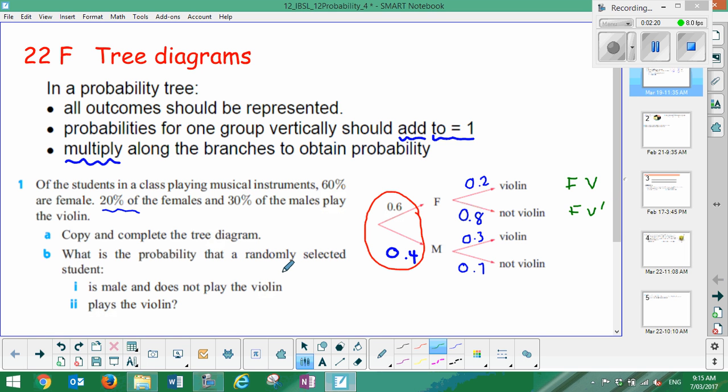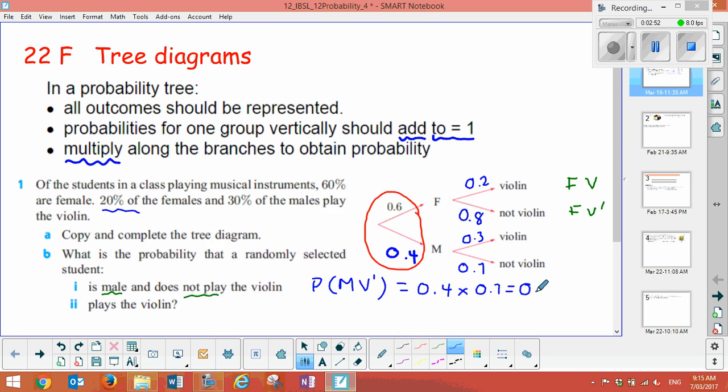What's the probability that a randomly selected student is male and does not play the violin? So in other words, we're after the probability of male and not playing the violin. That's going to equal male, the probability is 0.4. Not playing the violin is 0.7, so we multiply because we're going along the branch. So that gives us 0.28.